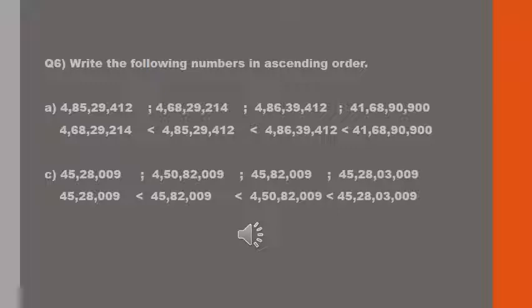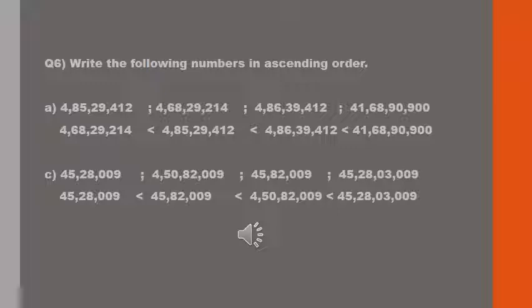Now the next number will be 4 crore 85 lakh 29,412, obviously because उससे बड़ा नंबर वही है. उसके बाद इस नंबर से भी, सेकेंड नंबर से भी बड़ा नंबर कौन सा है, 4 crore 86 lakh 39,412. And the last one, that is 41 crore 68 lakh 90,900 is the biggest number. So that's how we have to write down this as ascending order. The smallest, then the bigger, then the bigger, then the biggest one.